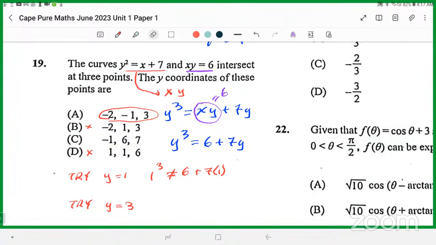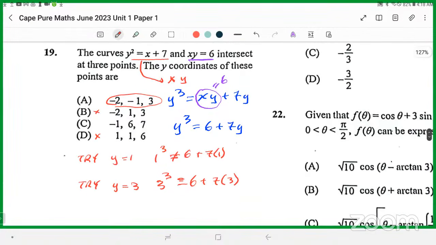Trial and error. If I try y equals 3, I'm going to get 3 cubed equals 6 plus 7 times 3. Is this true? This is 27, and this is 27.